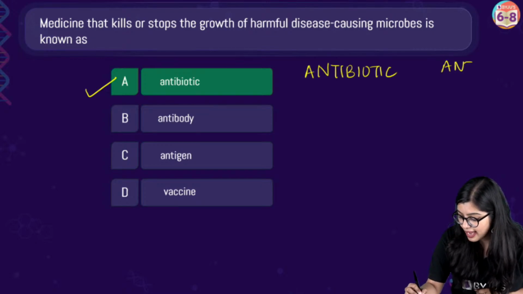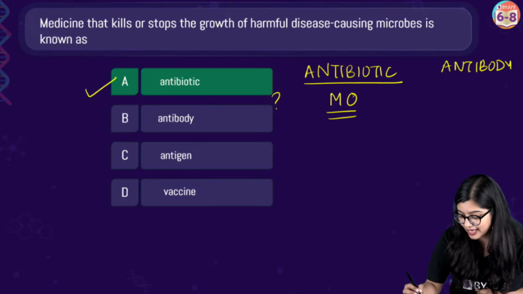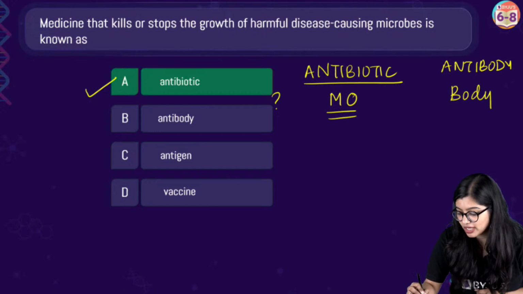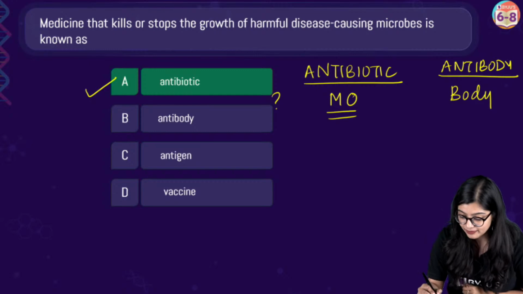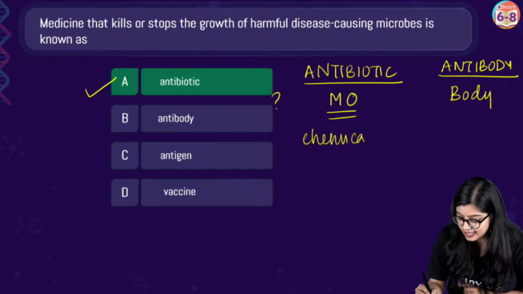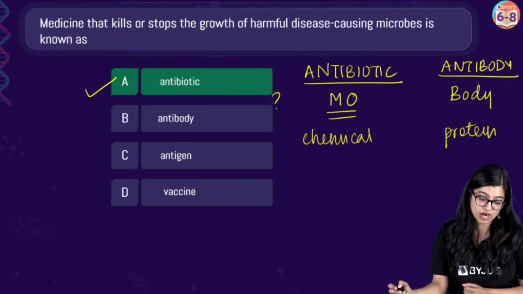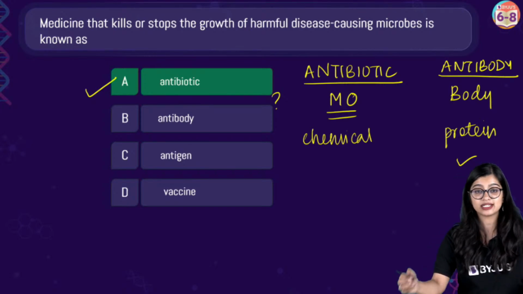The difference between antibiotic and antibody can be understood very simply. Where is an antibiotic produced? It is produced by microorganisms. Where is an antibody produced? Inside our body. This is a chemical substance, a protein. Antibiotics may or may not be specific, but antibodies are specific.